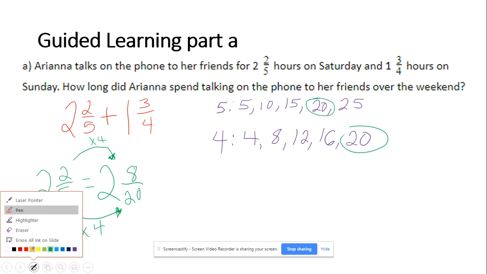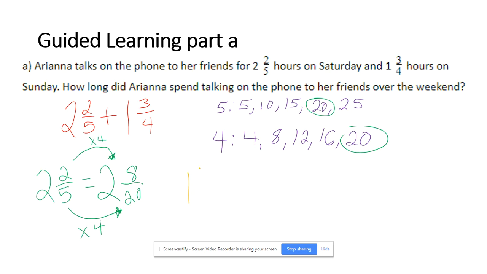I'm going to use orange. I'm going to do 1 3/4. Once again, we're going to make a common denominator of 20, but our whole number stays the exact same because we're not cutting up the whole into anything. We're just cutting up the one that's not completely filled. 4 times 5 equals 20. Because we multiplied the denominator by 5, we're going to multiply the numerator by 5. 3 times 5 is 15.